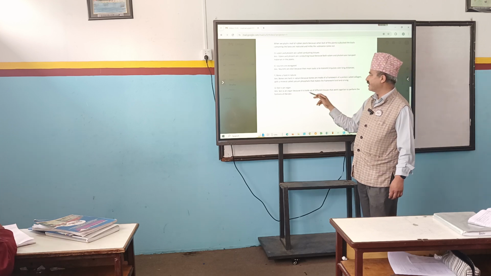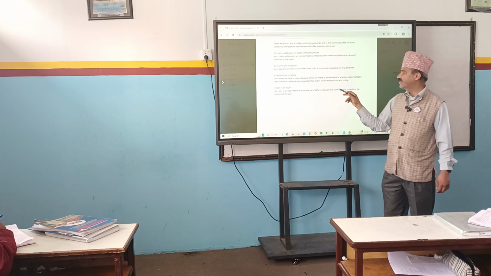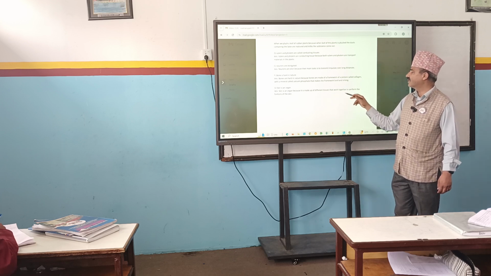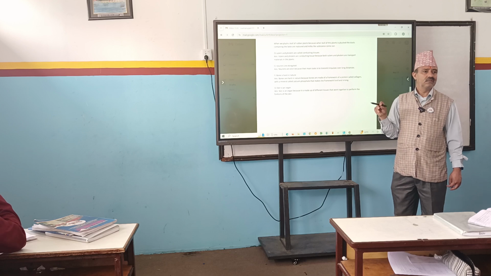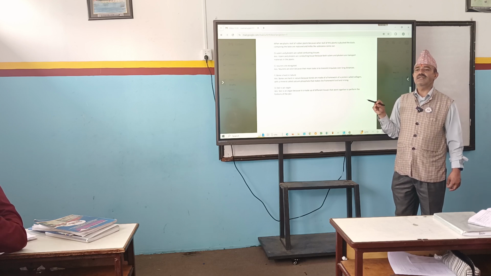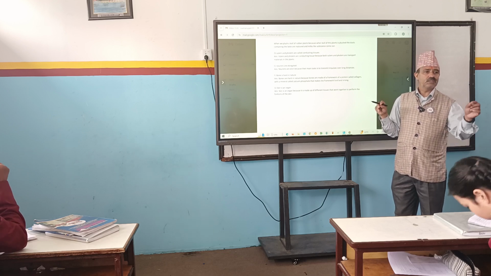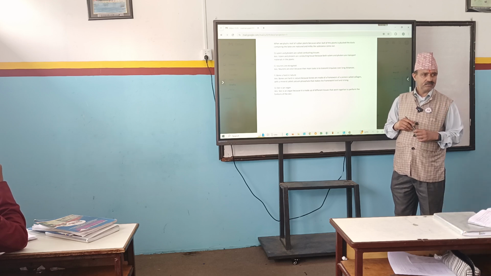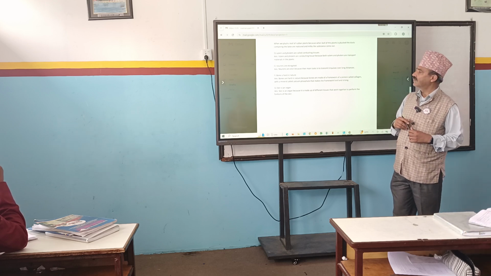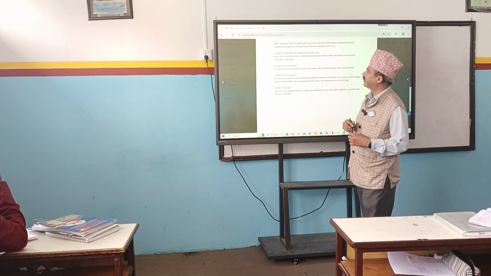Skin is an organ because it is made up of different tissues that work together to perform the functions of skin. So skin contains different types of tissues. There is epithelial tissue, there is connective tissue. These things you must remember.